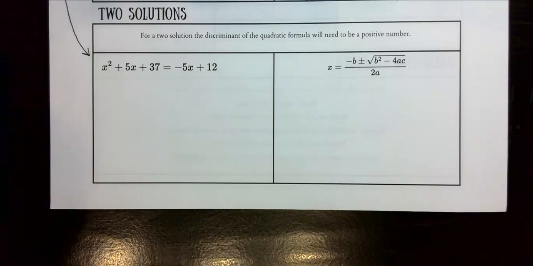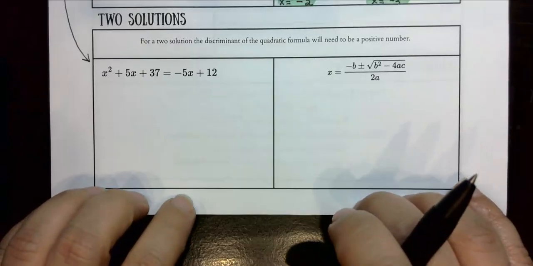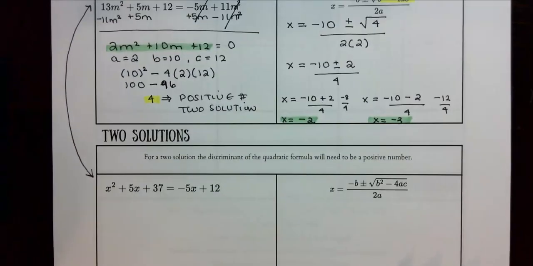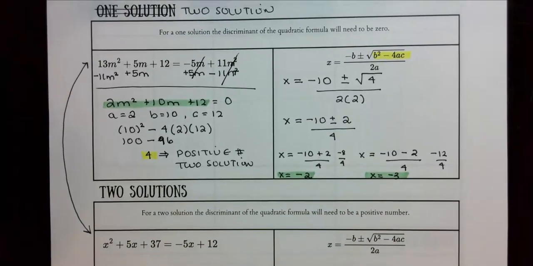Hello everybody, in this video we are going to continue our conversation with how to use the quadratic formula to identify how many zeros a quadratic function has and the specific zeros of that function. So if you saw the previous video, we actually had a little bit of a mix-up. Our example for the one solution and two solutions were actually mixed up.